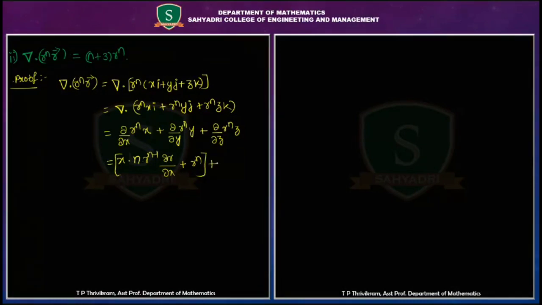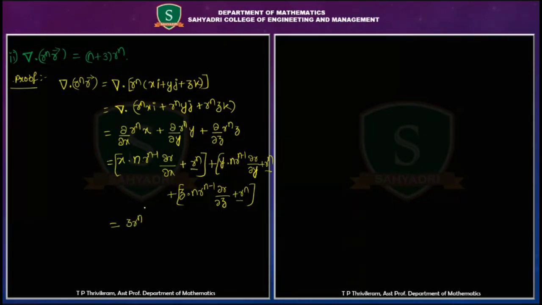Similarly, plus here also y into n r power n minus 1 dou r by dou y, here plus r power n will come again. Plus r power n, next plus here z into n r power n minus 1 dou r by dou z plus r power n. Okay, so this one is equal to, here r power n, r power n, r power n is there, so I'll get 3 r power n. Next, if anything is common, you can take that common out.